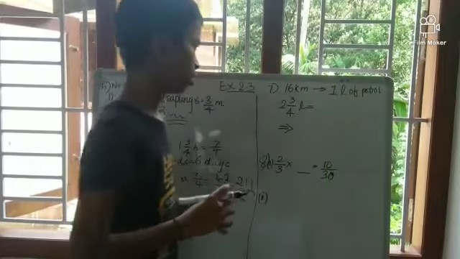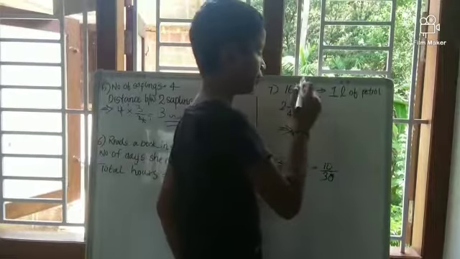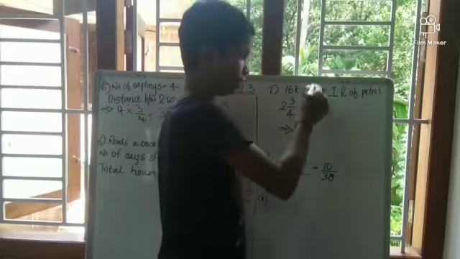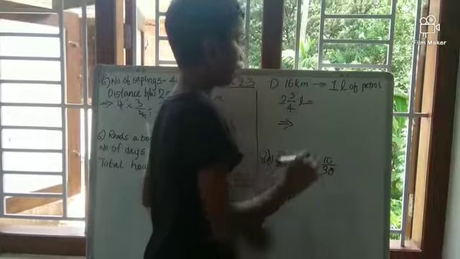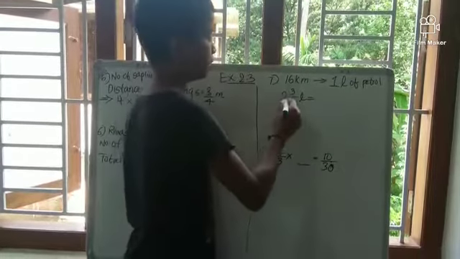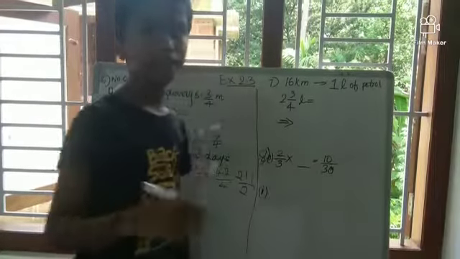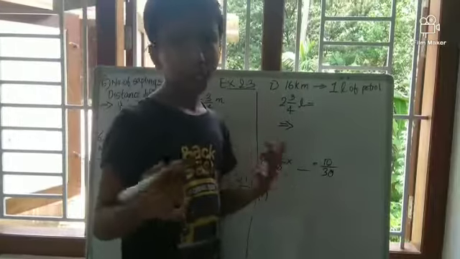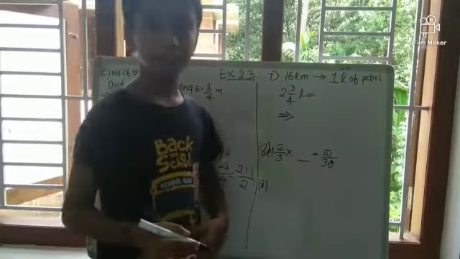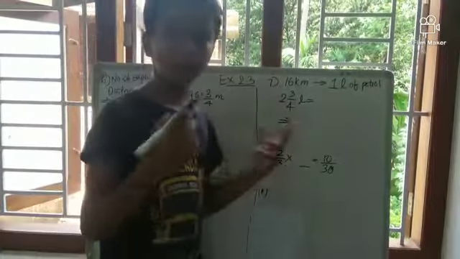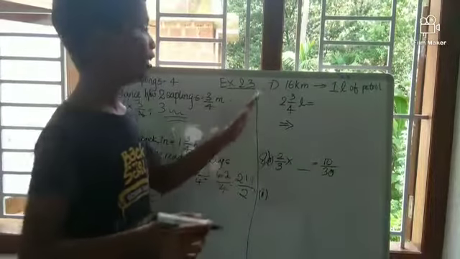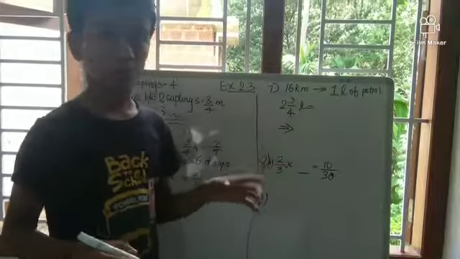Okay, 16 kilometers. When the car travels 16 kilometers, it uses 1 liter of petrol. Here it has 2 3/4 liters of petrol. So we have to find how much distance is travelled by the car. So we have to multiply 16 into 2 3/4.